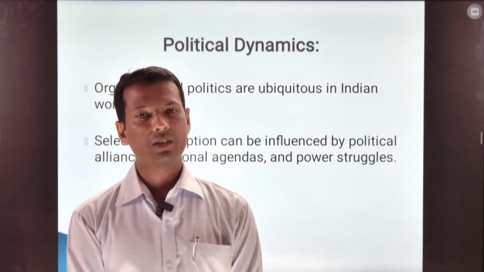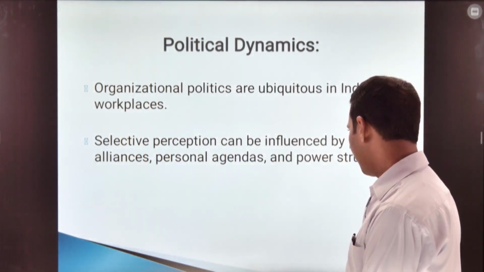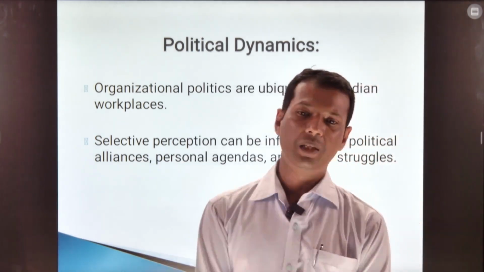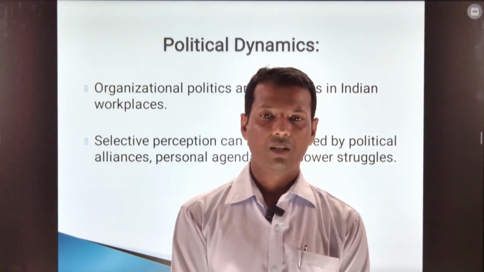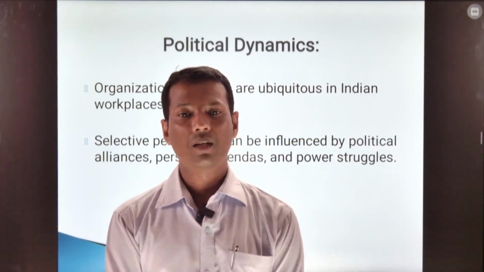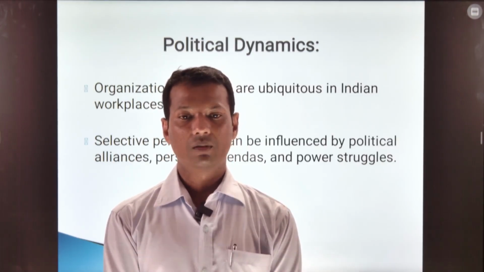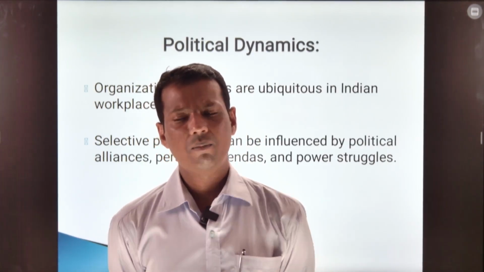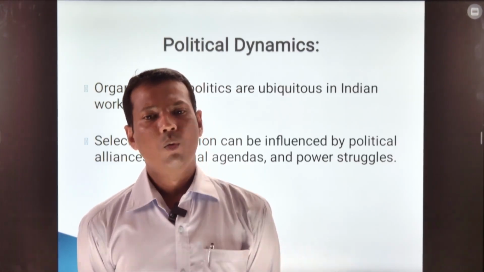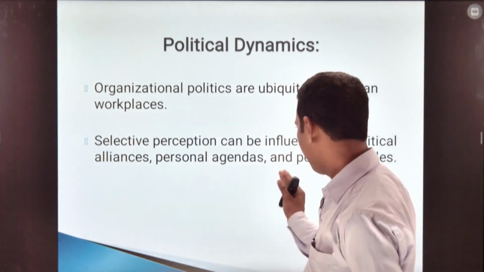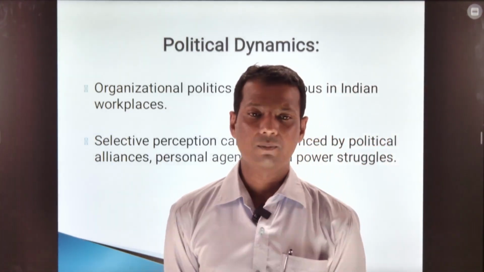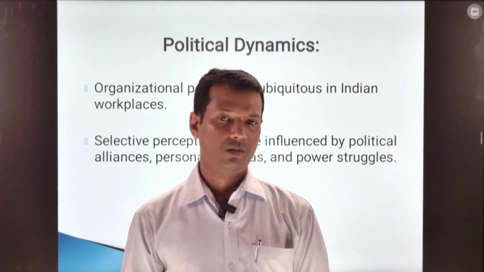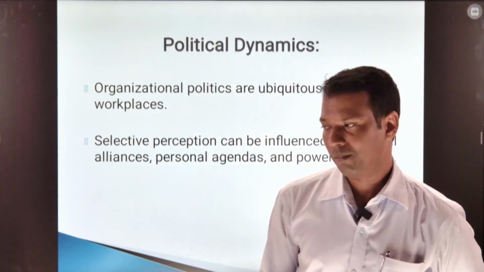So what kind of organizational politics are there? Selective perceptions can be influenced by political alliances, personal agendas, and power struggles. You see, there are people from various kinds of political alliances, with their own political thought and political interests. Not all of the people in an organization may align with a single political alliance. They may have different alliances, personal agendas, and personal power struggles as well. All of these influence selective perception. So this is all about the political dynamics within an organization.